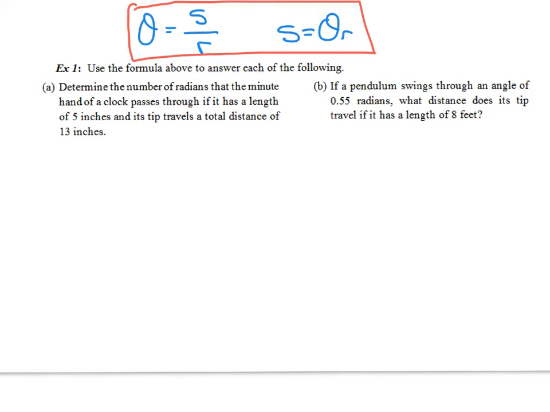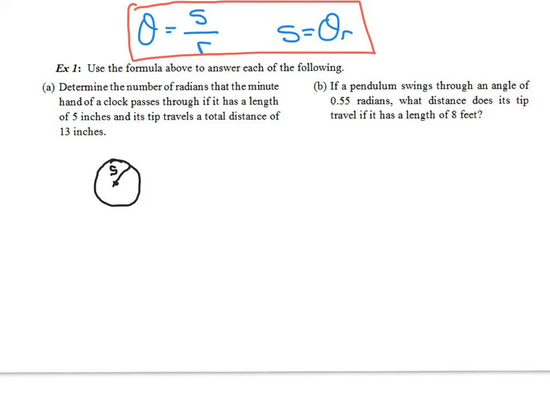So for part A, it says determine the number of radians that the minute hand of a clock passes through if it has a length of 5 inches and its tip travels a total distance of 13 inches. So, for example, if I've got a clock formed by a circle here, and I know that the hand of the clock, that arm, is equal to 5 inches.